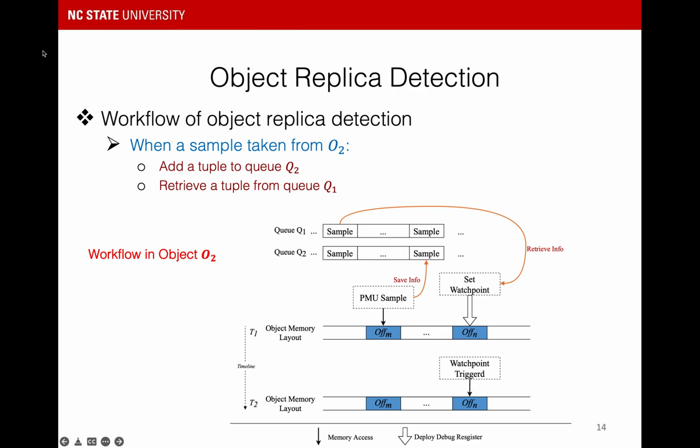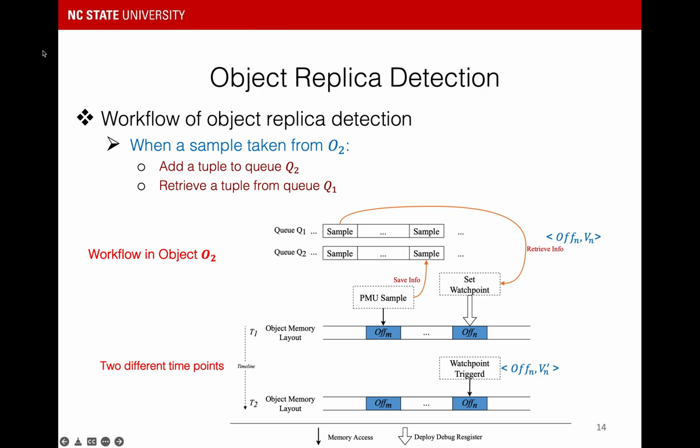So this figure shows the object O2's process in two different timelines, T1 and T2. At time T1, a PMU sample is taken at offset M, and we save this offset M with its value to Q2. At the same time, we also retrieve a sample from Q1. The retrieved information in this tuple is offset n and Vn.